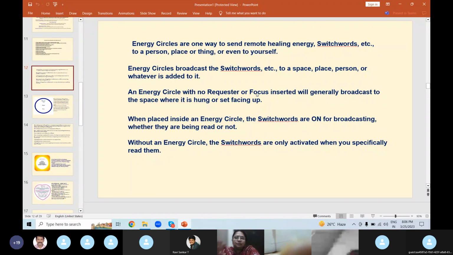And when we put both of these in the energy circle, we can hang it on a wall, we can set it up on a plain surface, right? So whatever is put inside an energy circle for broadcasting needn't be read or charged. That is the beauty of the energy circle, where we do not need to act in a specific form like reading, chanting, looking or something like that. But as it is, there are many exceptions, so we will have to consider those as well.